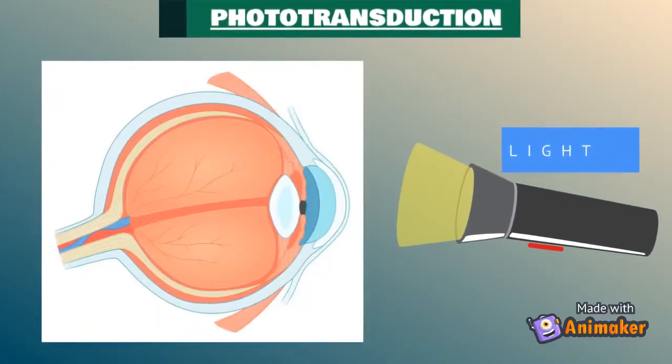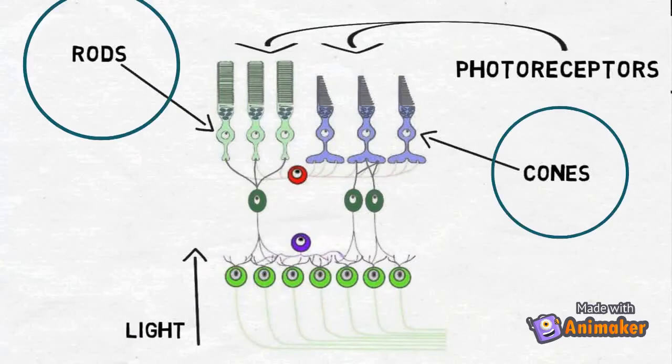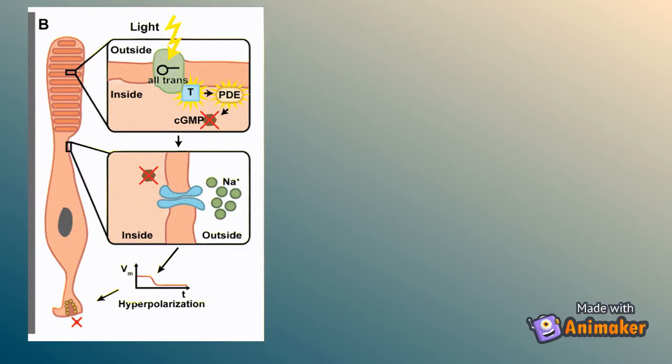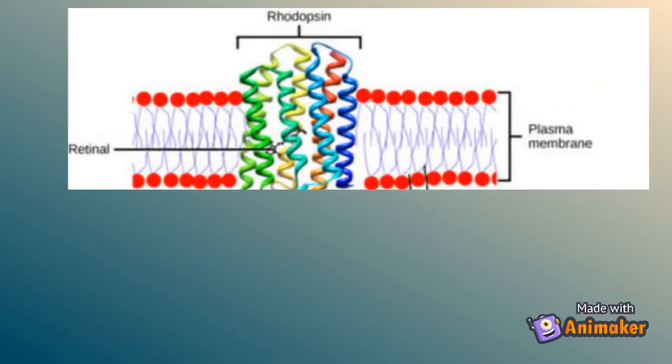Phototransduction takes place in the retina, where light is converted into a neural impulse. This occurs mainly in photoreceptor cells, the rods and cones. Exposure of the retina to light hyperpolarizes the rods, but when light is absent, rod cells are depolarized. There are components called rhodopsin inside rod cells, which are composed of opsin and retinal, which absorb light.